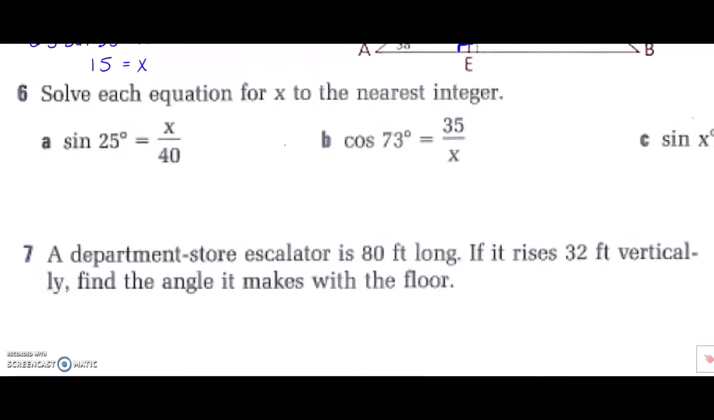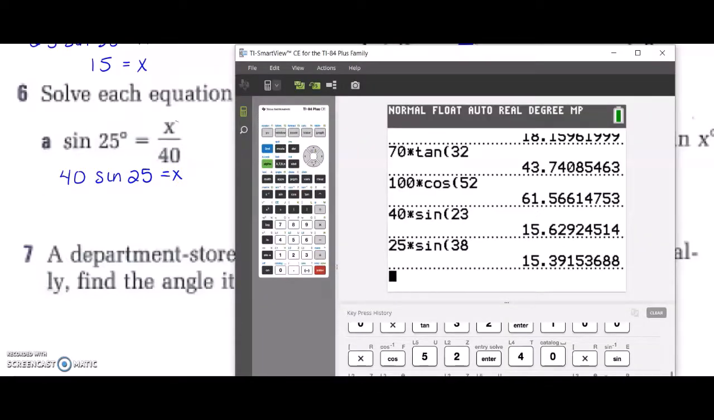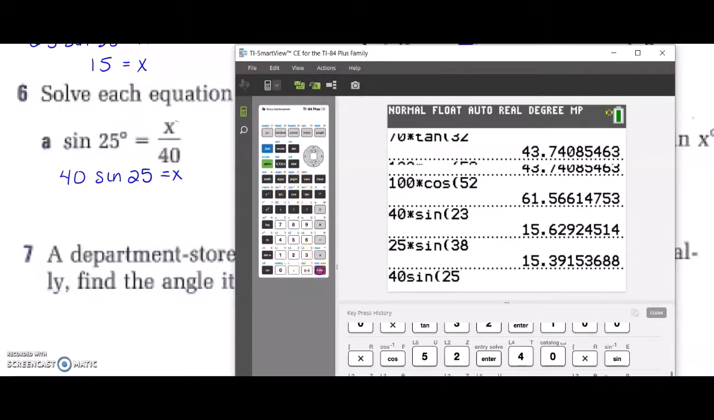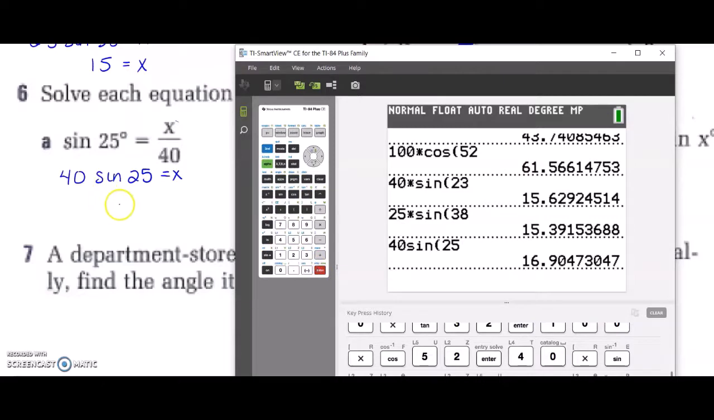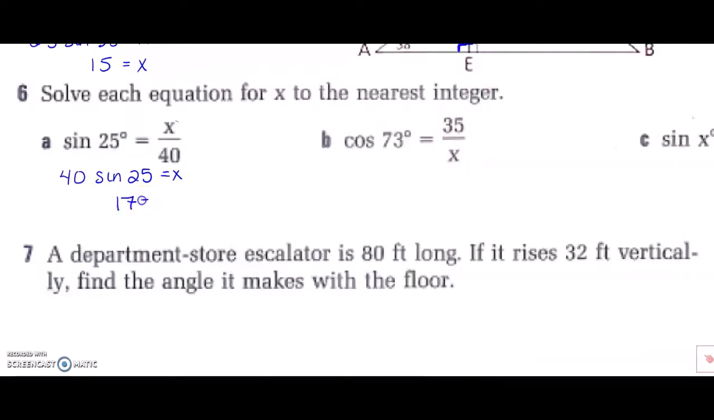Solve each equation to the nearest integer. So to isolate x, right now x is divided by 40. To undo the division, I need to multiply both sides by 40. So that's calculator ready form. So x is about 17.